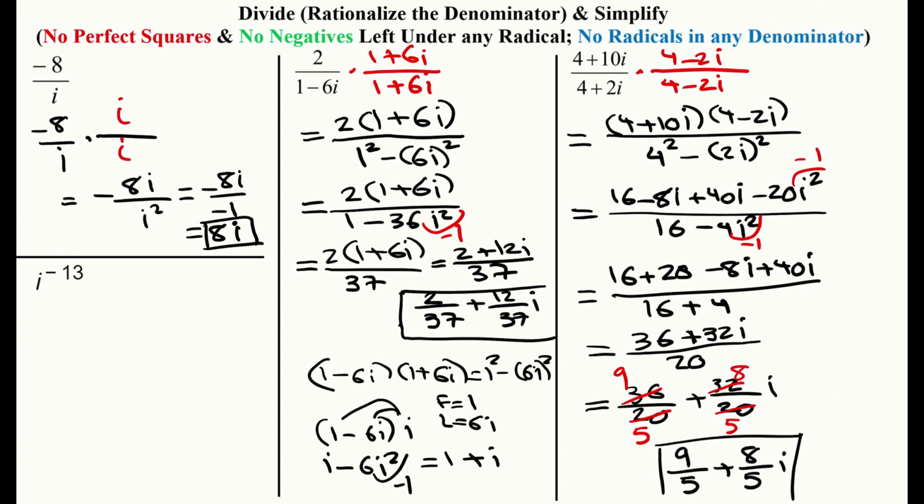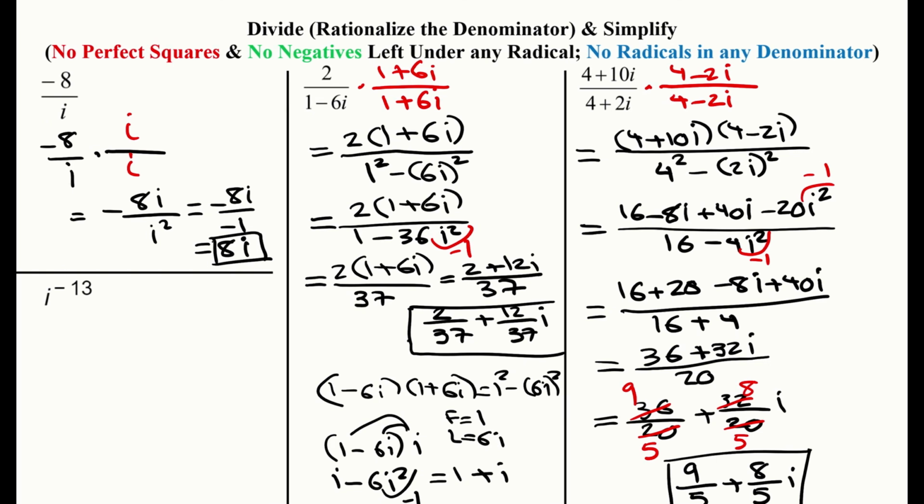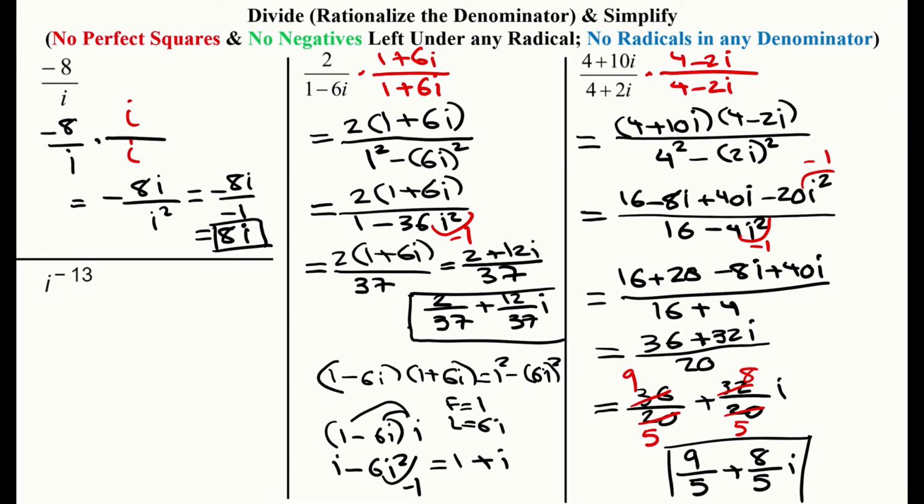So we have one last problem hiding in the corner here on the left, which I almost forgot about. But basically, to handle something like this, you're going to have to remember the rule. Let me write it on this side, which had to do with negative exponents, which says x to the power of negative n equals 1 over x to the n. So we're going to go ahead and rewrite this as 1 over i to the 13.